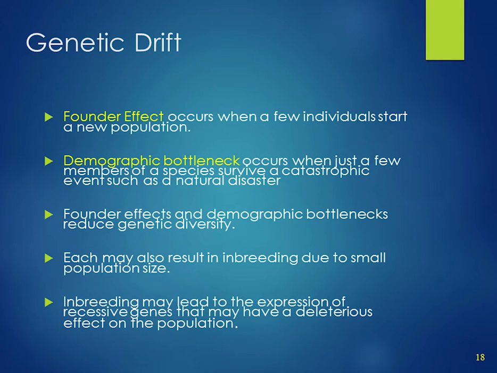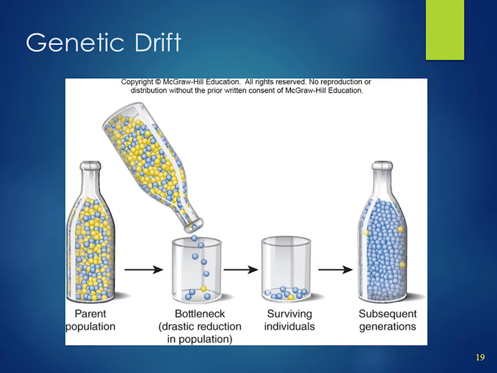A founder's effect and bottleneck occur when a population suddenly decreases in size. If the decrease is due to a subpopulation breaking away to start a new colony, it is a founder's effect. If it is due to a mass die-off, it is a bottleneck. The Amish are an example of a founder's effect, while cheetahs underwent a bottleneck approximately 5,000 years ago. An illustration of genetic drift.